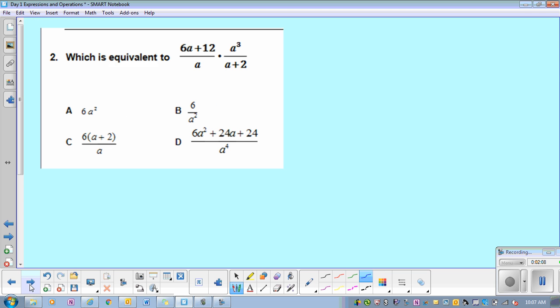So let's look at the next one, which is equivalent to that. All right. Fraction times a fraction. When we have a fraction times a fraction, I like making it one long fraction. It's the same thing, right? So anytime that you can factor, you need to. If you have 6a plus 12, guys, you can GCF factor this. 6, and then it's what? A plus, what's 12 divided by 6? 2. Right?